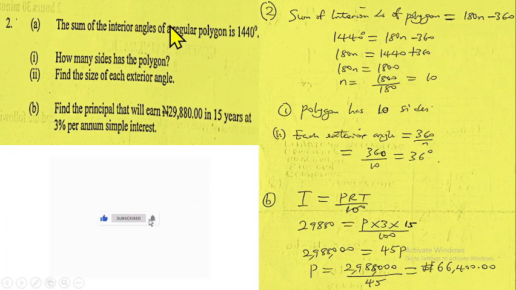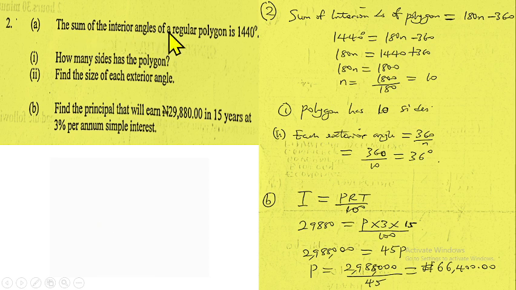Question number 2 is from Polygon. From Polygon, we are told that the sum of the interior angles of a regular polygon is 1440 degrees. We have to find the number of sides the polygon has, and we have to find each of the exterior angles of the polygon. So we know that in a polygon there are interior angles, there are exterior angles. But in this case, we are dealing with the interior angles.